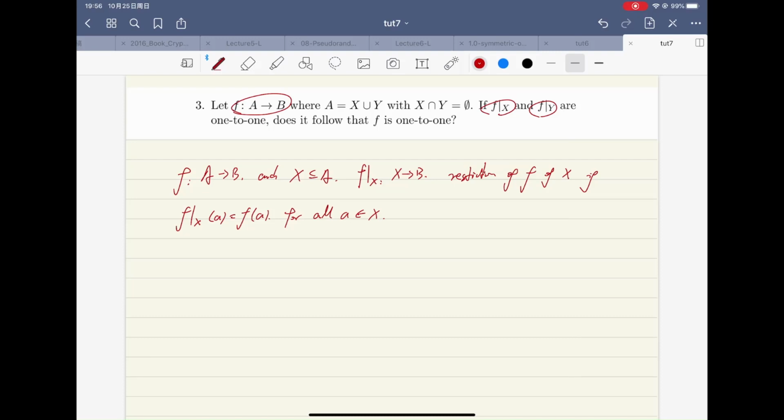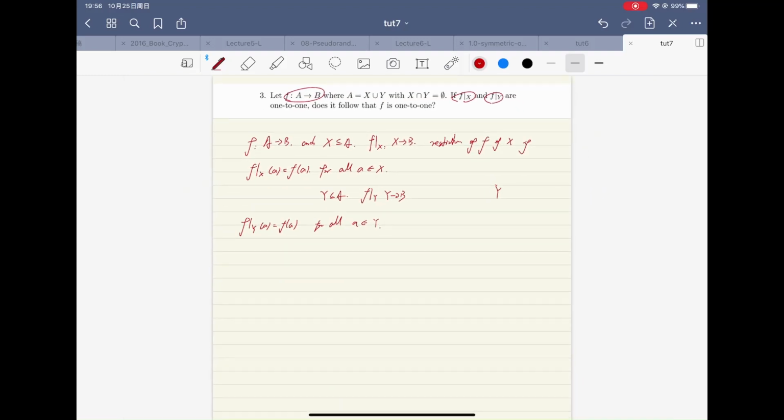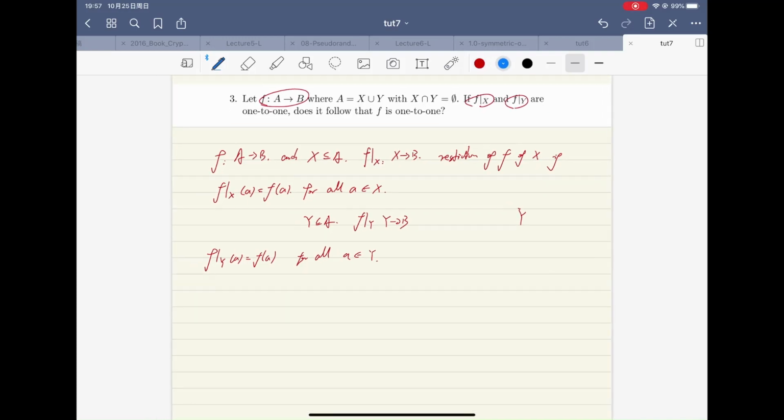Same applies to f_Y. We have something like Y is a subset of A, Y maps to B. We have the restriction of f to Y, if f_Y(a) equals f(a) for all a belongs to Y, right? So we can construct a set for X and Y, and therefore the A and B, to prove that the function f is not one-to-one. So how can we do that?